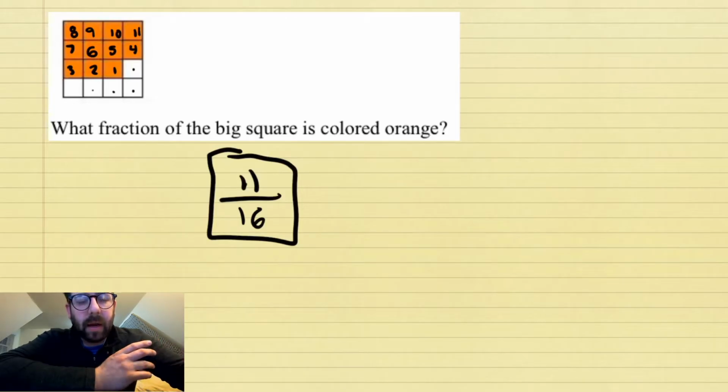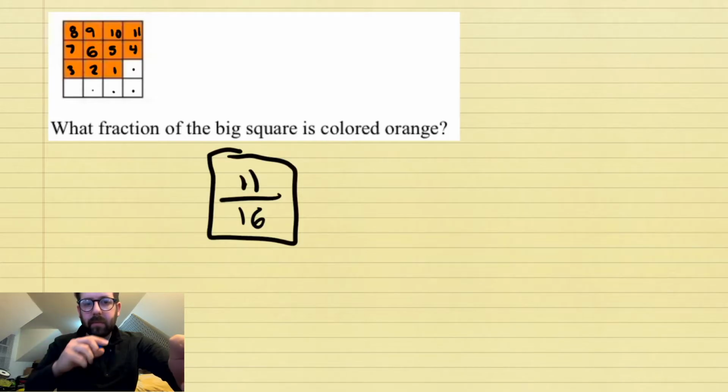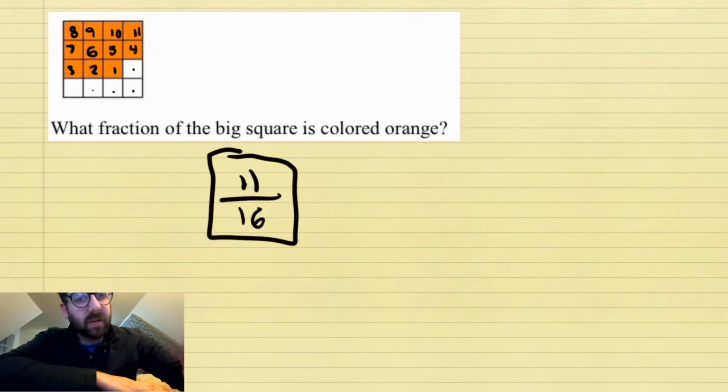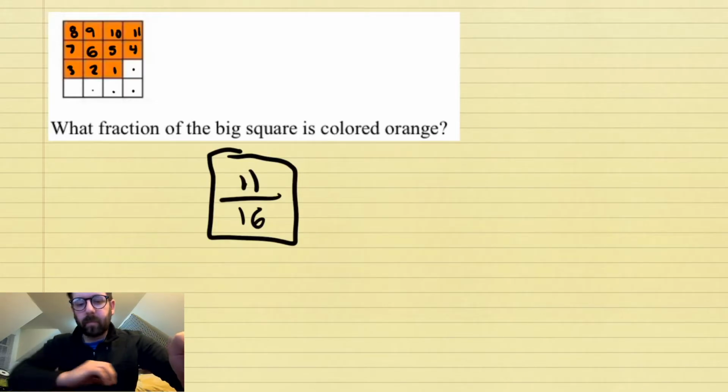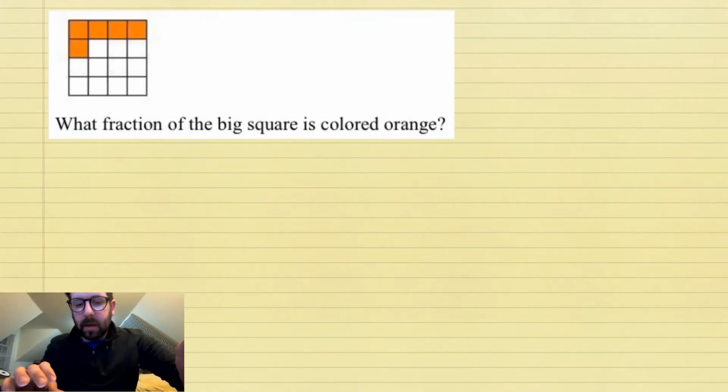Now again, how you can figure that out really quick, it's 4 by 4. So that's how you find area. 4 rows, 4 columns, you multiply them together, 16 total. That's just kind of an easy way to do it. Now, let's keep going here.